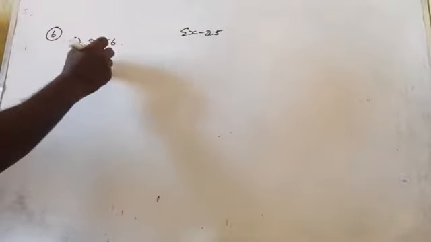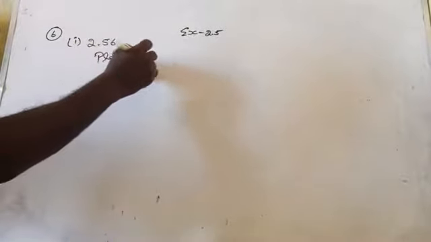Exercise 2.5, question number 6. We did up to question number 5. Look at question number 6 now. Write the place value of 2 in the following decimal numbers. The first one is 2.56. Therefore, the place value of 2.